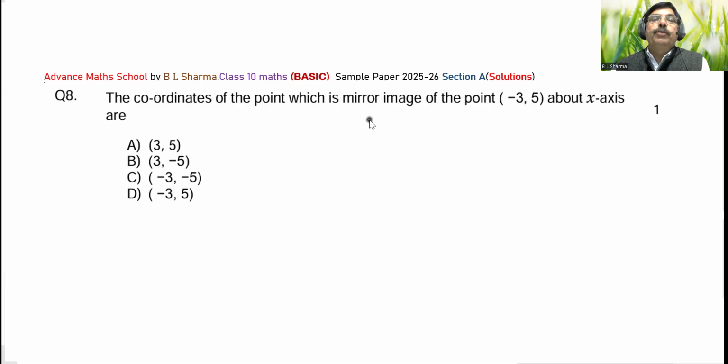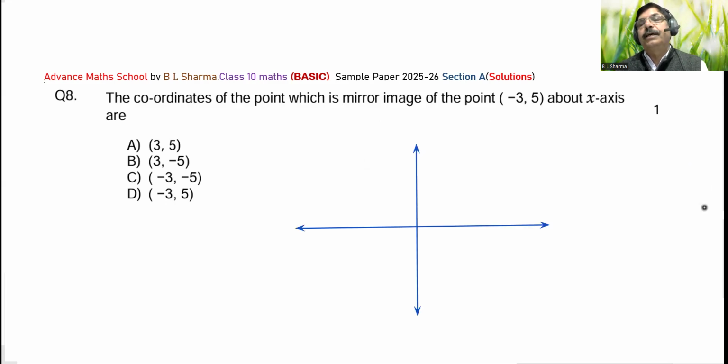The coordinates of the point which is mirror image of the point (-3, 5) about x-axis. अगर इस (-3, 5) की x-axis के about mirror image क्या होगी? देखिए how to do this question. पहले हमने y axis और x axis बनाया and we plot this point (-3, 5). We know negative of x will be this side and positive of y will be this side. So this point will be in the second quadrant.